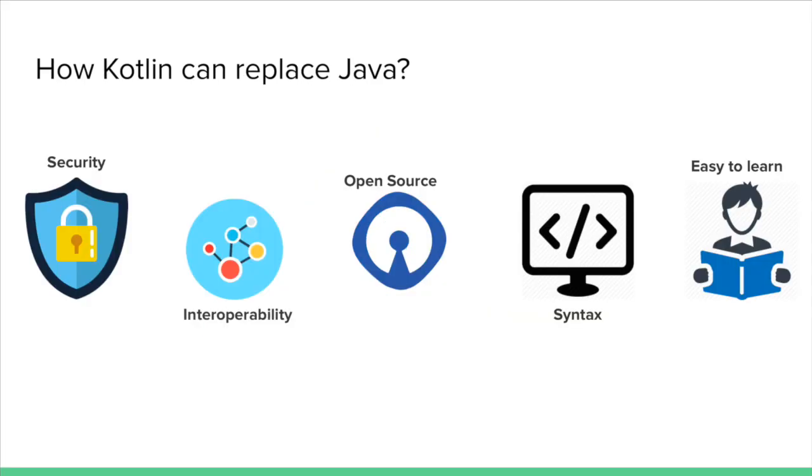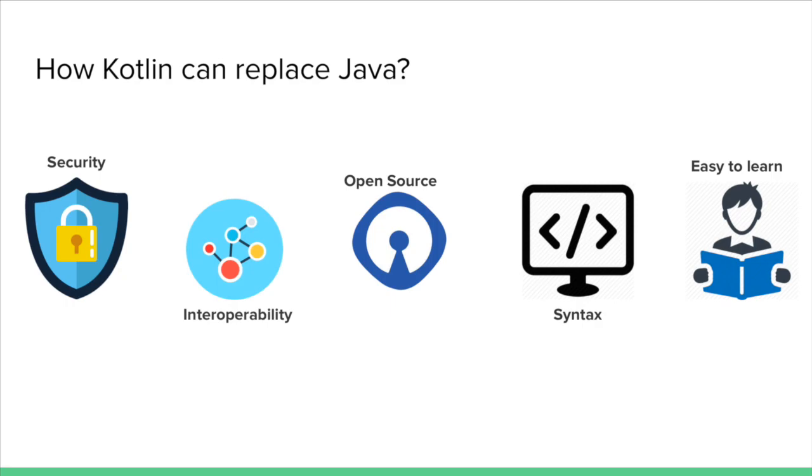So in this slide, I'm going to discuss how Kotlin can replace Java. The first reason is security. Kotlin is more secure than Java, mainly due to two features. The first feature is null safety. The second feature is the emphasis on immutability. We have a section called features in this video, and we are going to discuss both features in more detail. The second reason is interoperability.